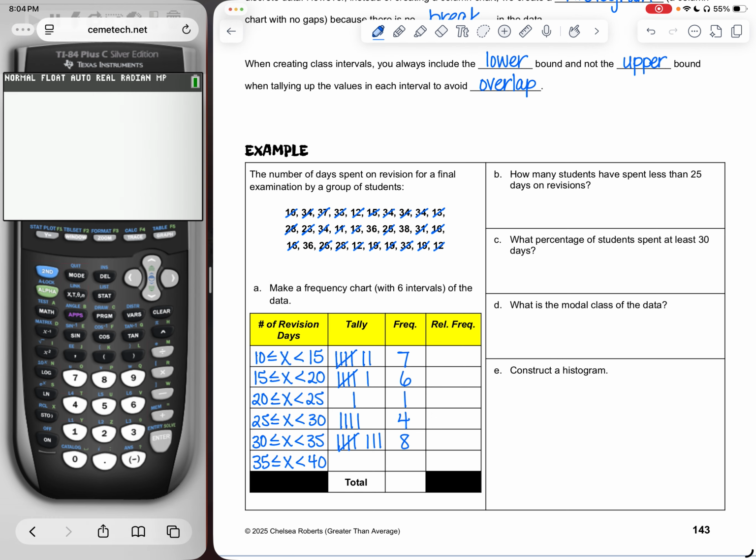So we have 1, 35. So we have 1. And then we have 2, 3, 4. So we have 4 here. Okay. So if I add up all my numbers, we got 7 and 6 make 13. 1 and 4 make 5. 8 and 4 make 12. If we add all of those up, we will end up getting 30 numbers.